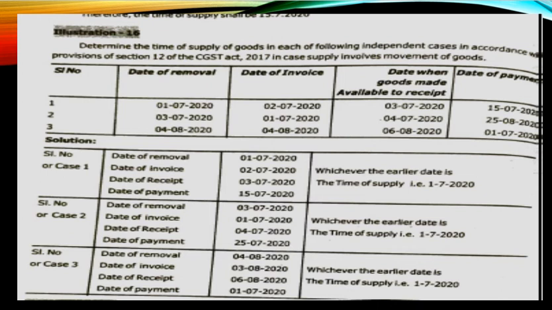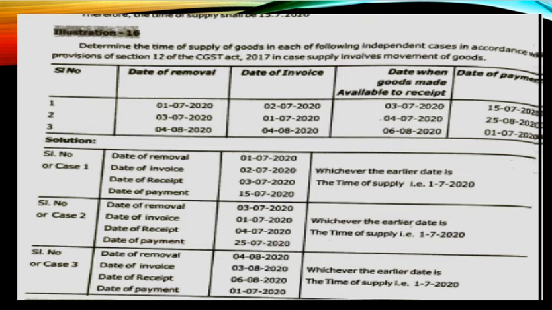In this video, we will be discussing illustration 16, determining time of supply. So these problems are under time of supply. Illustration 16: determine the time of supply of goods in each of the following independent cases in accordance with provisions of section 12 of CGST Act 2017, in case supply involves movement of goods. These are the three cases they have given us: date of removal, date of invoice, date when goods made available to the recipient, date of payment.